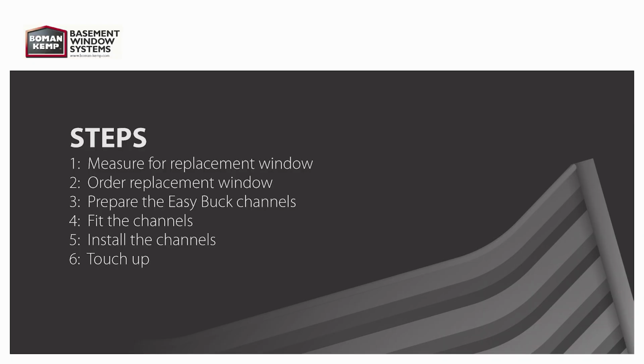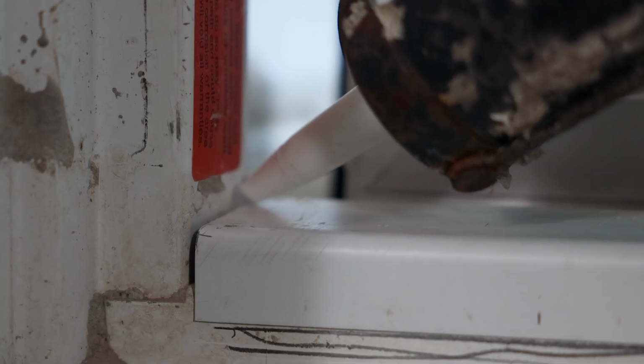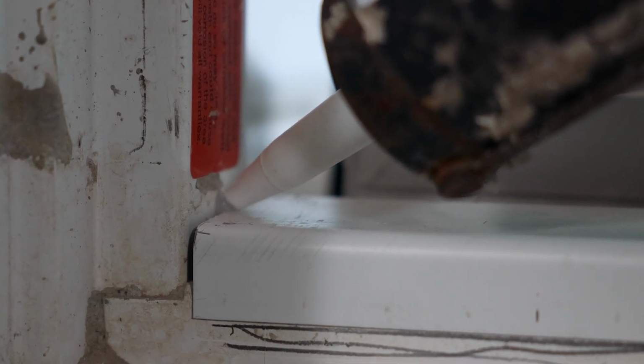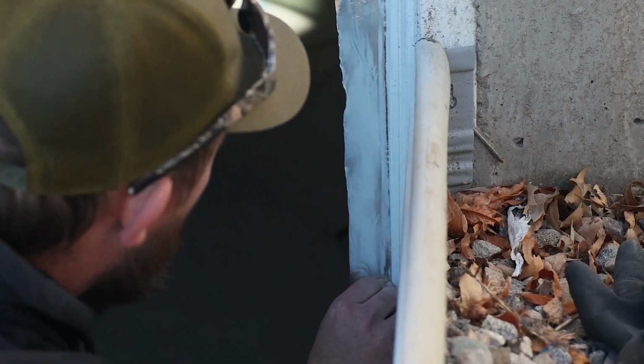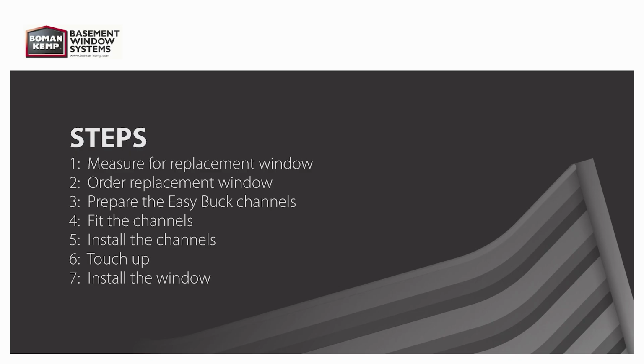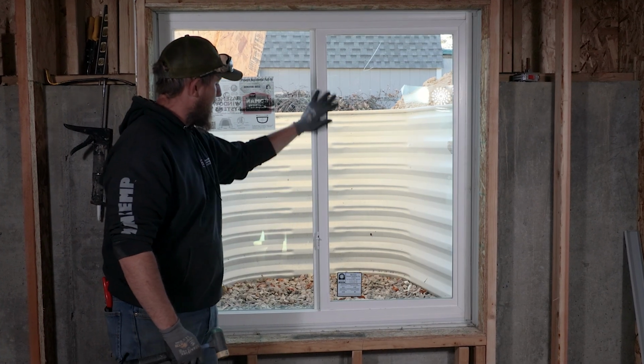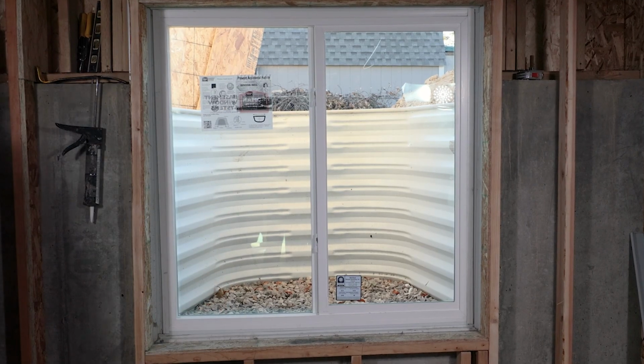Step 6. Touch-up. Be sure to fill all gaps with silicone. Best practice calls for the application of foil tape placed where the repair channel meets the Easy Buck. Step 7. Install the window. Install the window using the same procedures as a normal window installation.